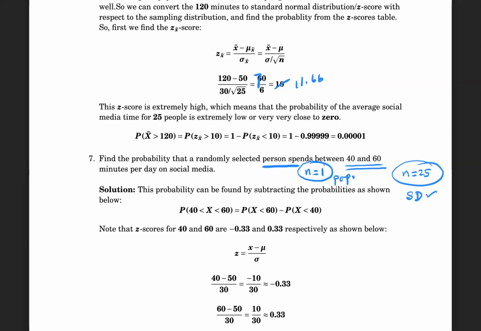Okay. Now, this is easy. Probability that someone spends between 40 and 60. So you just need to convert these 40 and 60 to z-scores, which is going to give you 40 minus 50 divided by 30, right? Which is going to be negative 10 over 30, which is approximately negative 0.33. And similarly for 60, you are going to get z positive 0.33. So this in essence comes down to, so I did it here.